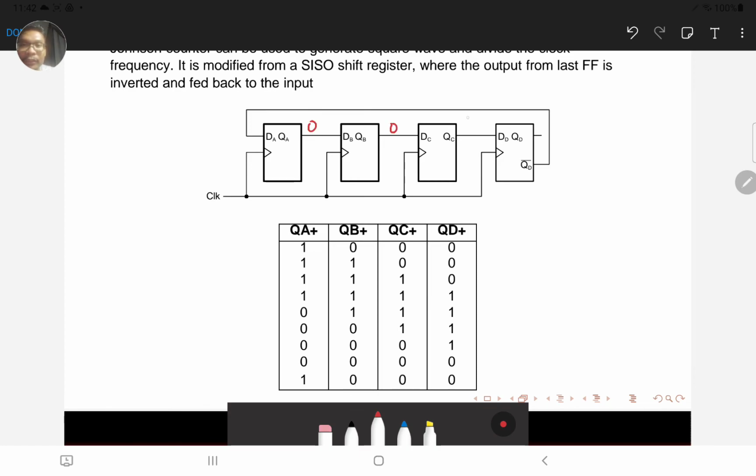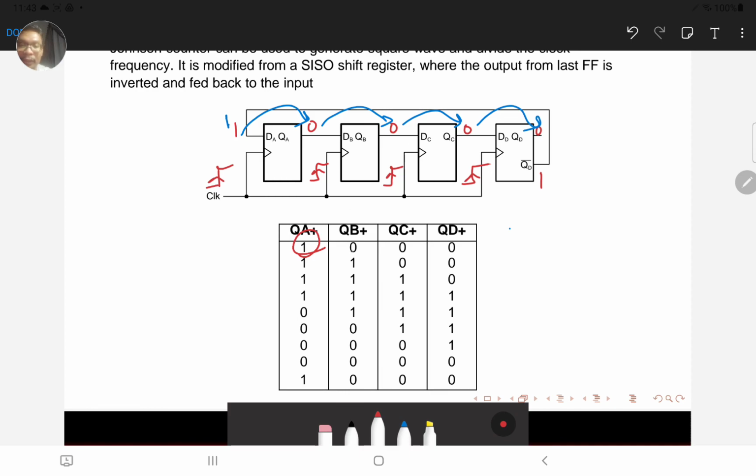Initially, let's assume that all of these are zero, and therefore QD bar is equal to one. So this is going to be one, and we're going to apply a positive edge of the clock for each one. When we apply the positive edge of the clock, this one is going to be transferred here. Okay, so Q equals D at the positive edge of the clock. This zero is going to be transferred, this is transferred, and this is still going to maintain a one value. That is why we can see here that initially it will be one.